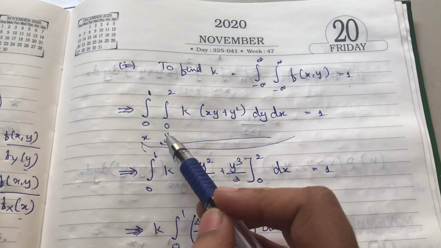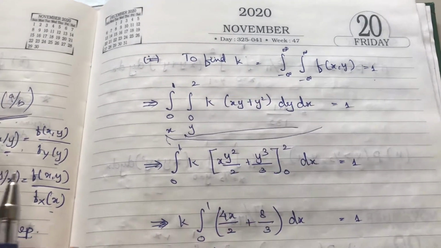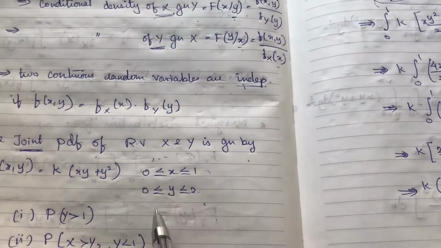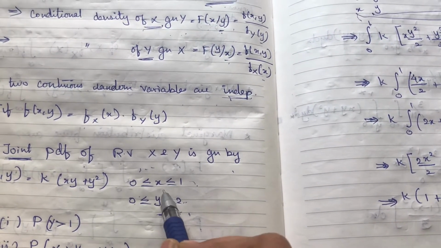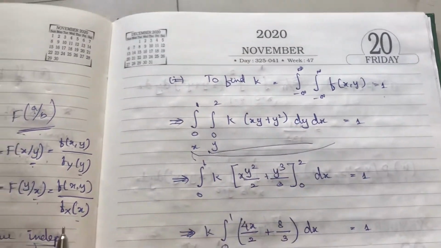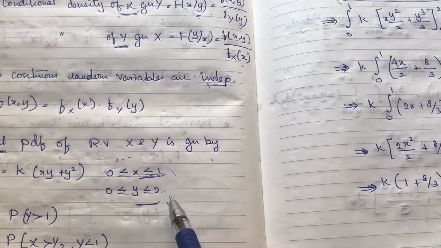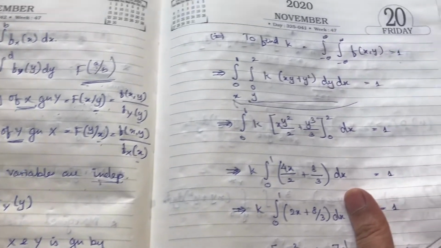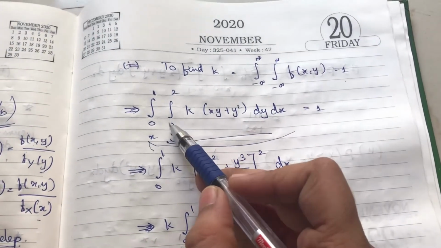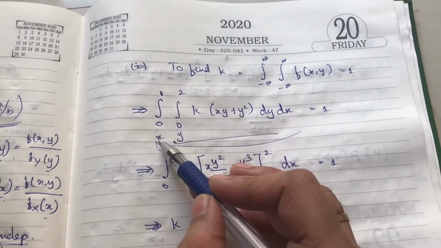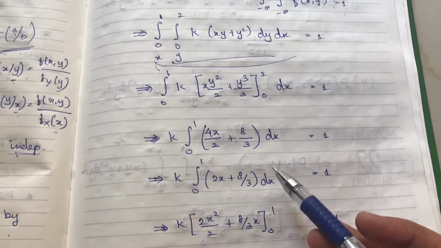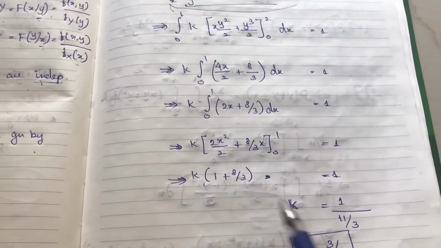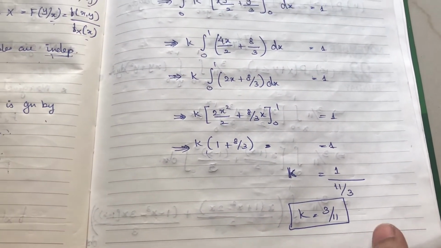So I am just putting the value for y to 2. Here they have given 0 to 2, 0 to 1. So I am just considering y to 2 and x to 1 here, the whole limit, 0 to 2, 0 to 1. This is x limit, y limit. So by doing the integration I will get the value for k. K is what? 3 by 11.